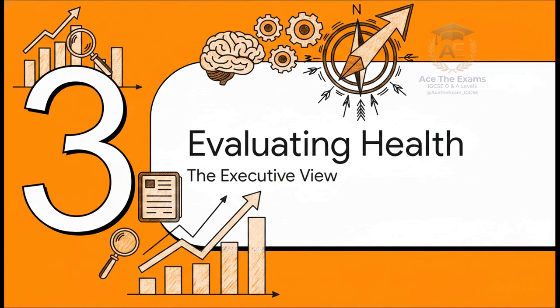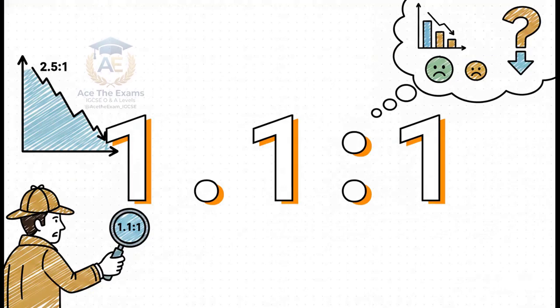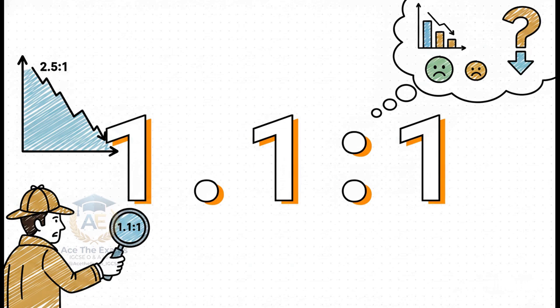Moving on to Section 3, Evaluating Financial Health. Let's step back and take the executive view. Listen, calculating a ratio is just a baseline skill. Honestly, a calculator can do that. But identifying what that ratio actually means for a business's real-world liquidity, now that is what defines an A-star candidate.